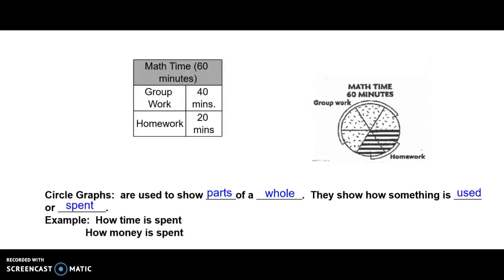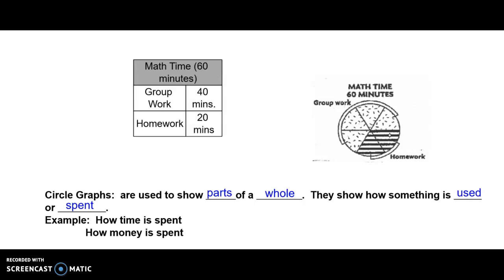This is a circle graph. Some people call it a pie chart. Some people call it a pie graph, but its technical name is a circle graph. And circle graphs are used to show parts of a whole. So the circle is the whole thing, and then it's broken down into little pieces, kind of like fractions.